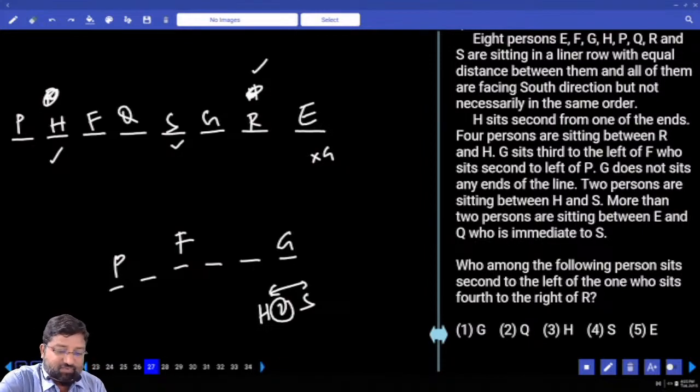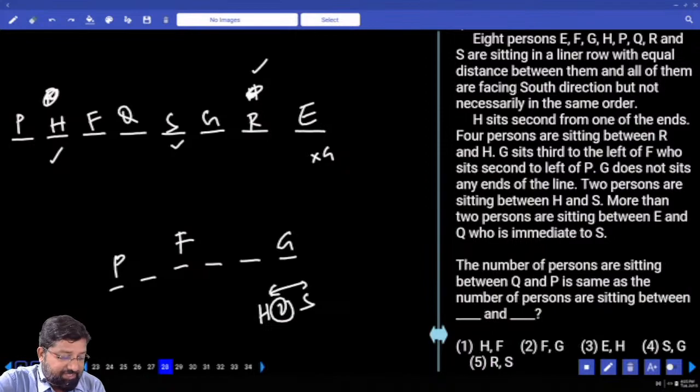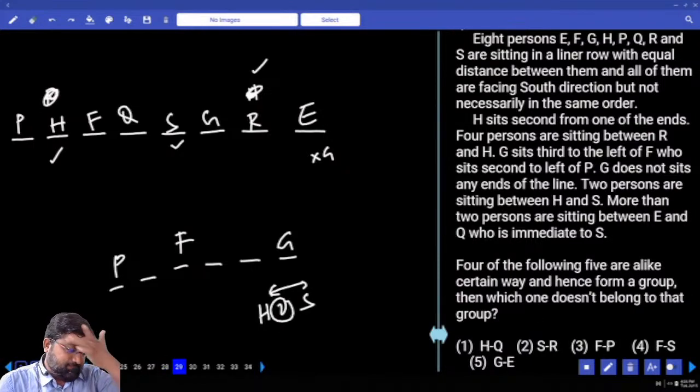Next question, 28. The number of persons sitting between Q and P is the same as the number of persons sitting between. How many between Q and P? 2. Same as F and G. Yes. 29.